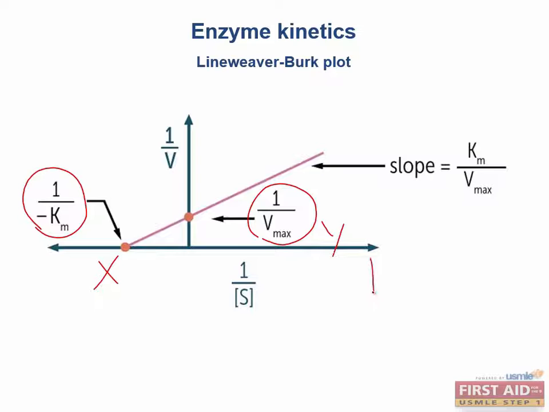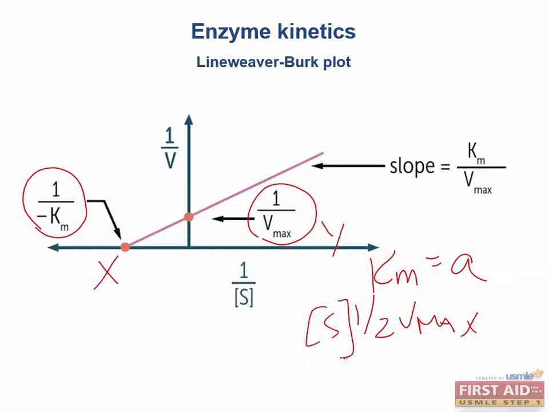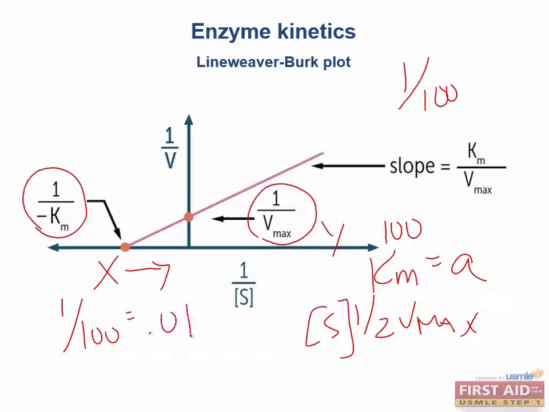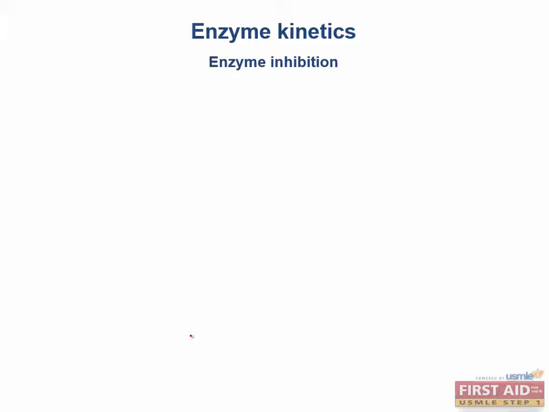Remember that Km represents affinity, right? And it is equal to the substrate concentration at 1/2 of Vmax. So for example, let's say that we have a high Km like 100. We plug that into the graph, and we can see that 1 divided by 100 will shift this x-intercept to the right, because 1 divided by 100 is very close to 0.01.